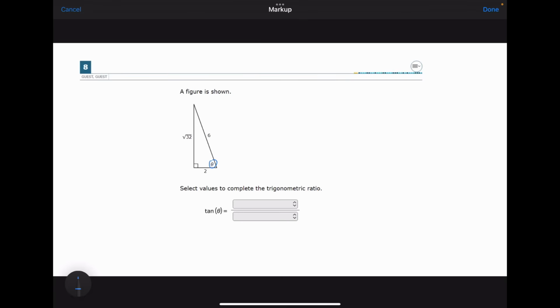So the opposite is going to be the square root of 32. The adjacent is going to be 2. And the hypotenuse is going to be 6. We then will use our SOHCAHTOA. Let's do SOHCAHTOA. And we're going to use tangent, which is opposite over adjacent. And this, for this particular triangle as we've defined it, is square root of 32 over 2.